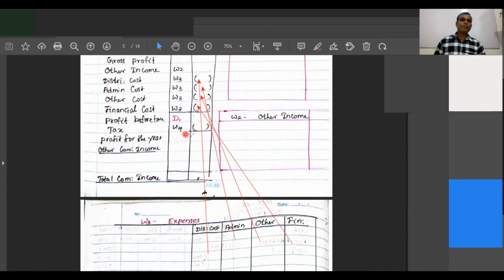Then you are getting profit before tax. Profit before tax minus tax, then you are getting profit for the period. And then other comprehensive income 2000 is there. Other comprehensive income, that is land revaluation surplus, 2000. Then you have profit for the period and 2000 should be added, and then you are getting total comprehensive income.